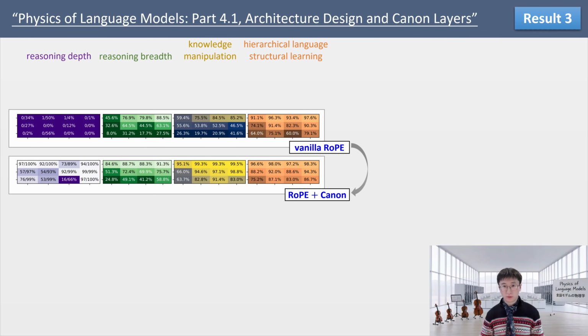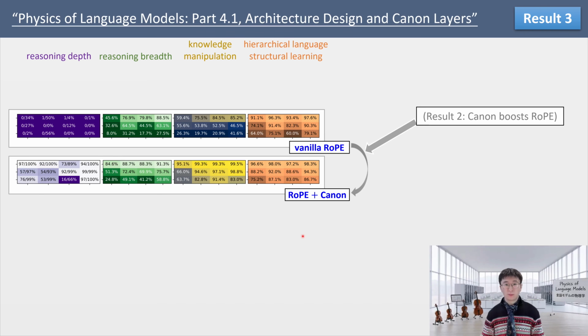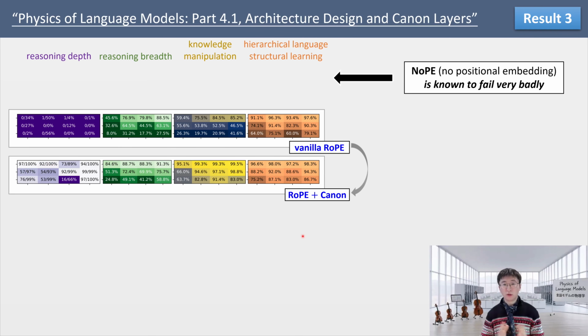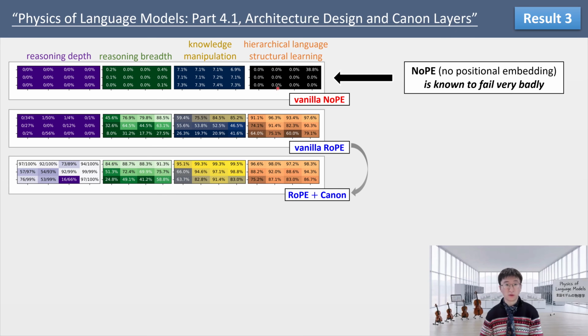Now let's move to result 3. That is, inside result 2, I just told you that on top of RoPE, if you add Canon layers, this is how much the performance changes. But now how about NoPE? So NoPE is this idea, the so-called no positional embedding. That is, without this rotary positional embedding, you just use the vanilla transformer architecture. This is known to fail very badly, and we can also show it in our synthetic playground, without any doubt. But here comes the really interesting question.